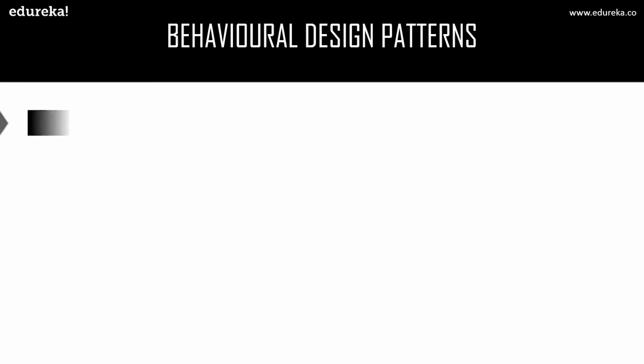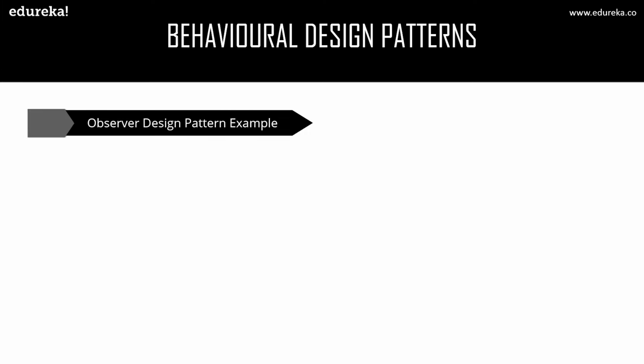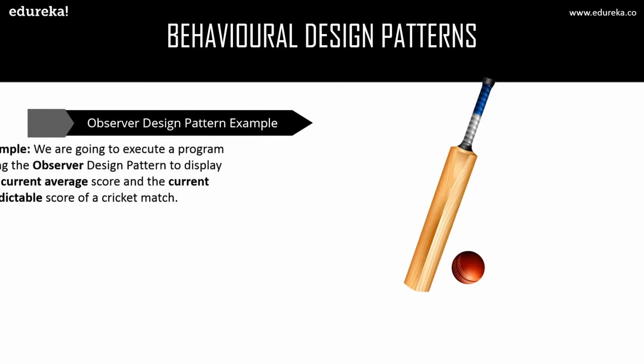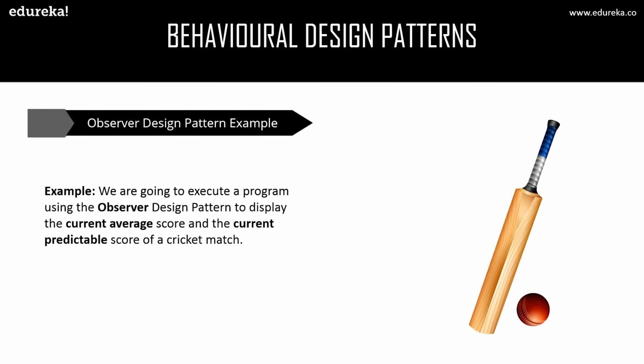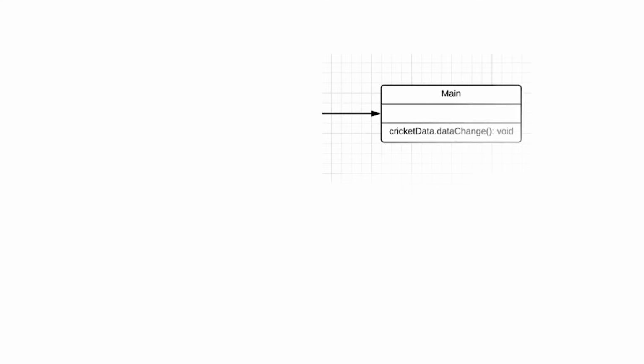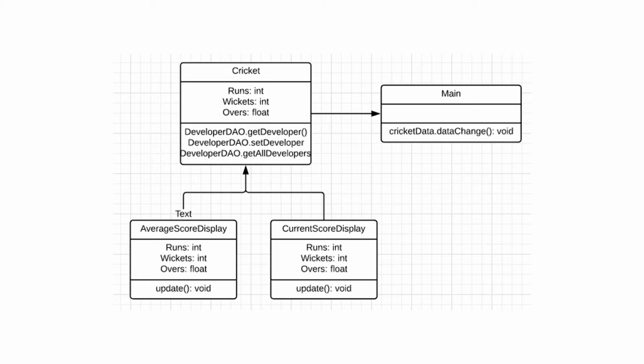Now let us deal with an example to understand the observer design pattern in a better way. We are going to execute a program using the observer design pattern to display the current average score and the current predictable score of a cricket match. This happens to be the UML diagram for the observer design pattern. Now let us execute this practically and see the output.